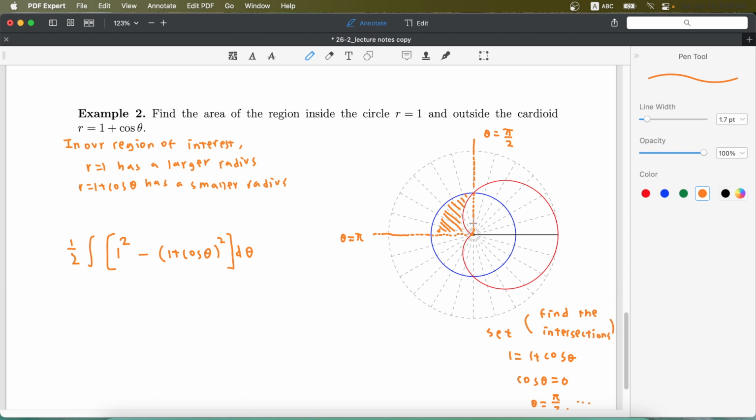Now if you know how to sketch the graph, apparently this is pi over 2, this is pi. So that means we want to integrate from pi over 2 to pi. Now, some of you might be wondering, can I just do pi over 2 to 3 pi over 2 right here? Sure, of course, that will give you the same answer. But notice that if you do pi over 2 to pi, then you have to multiply by 2, because this is just half of the area.